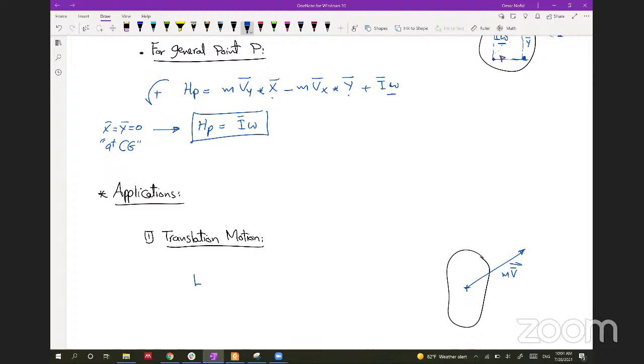So the linear momentum L will be equal to the m v bar vector, which is m v bar x and m v bar y.